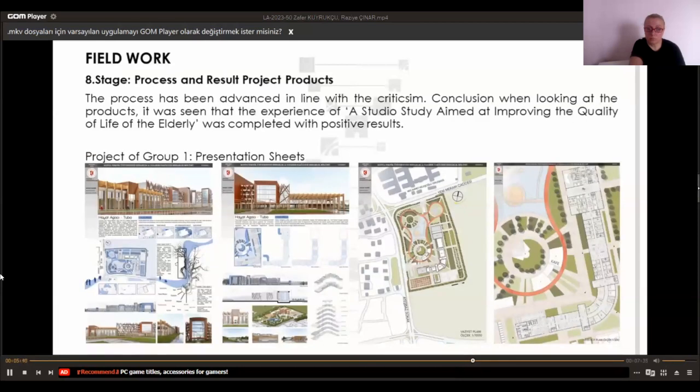The last step is 8, Process and Result Project Products. The process has been advanced in line with the critique conclusions. When looking at the products, it was seen that the experience of a studio study aimed at improving the quality of life of the elderly was completed with positive results.